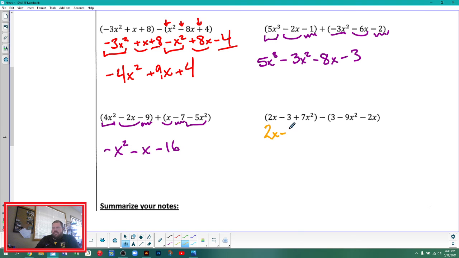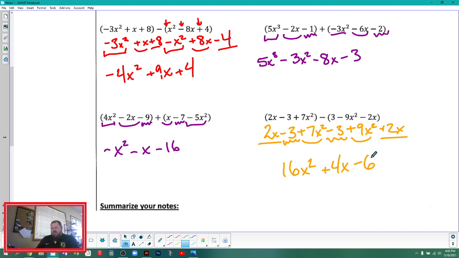Last one we have here, let's go ahead and combine like terms, but we do have subtraction, so I'm going to rewrite it. Minus 3 plus 7x squared minus 3 plus 9x squared plus 2x. Okay, so I have a 2x, a 2x, a negative 3, a negative 3, and a plus 7x squared plus 9x squared. It's going to be 16x squareds plus 4x minus 6.